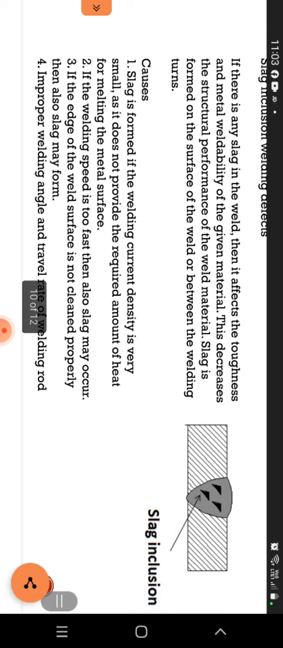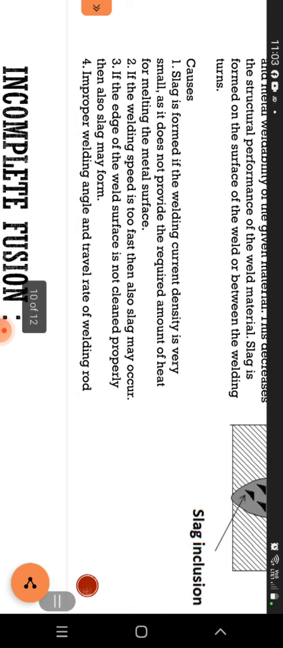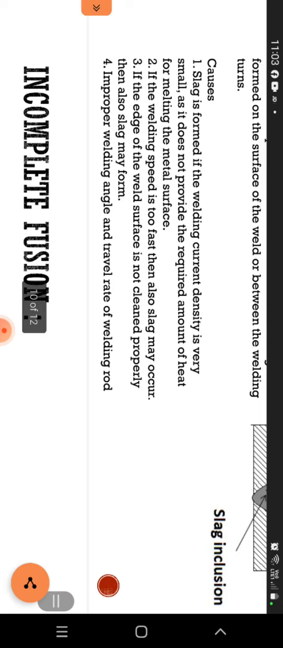Causes: slag is formed when the welding current density is very small, as it does not provide the required amount of heat for melting the base surface. If the speed is too fast, then also slag may occur. If the edges of the weld surface are not cleaned properly, then also slag may form. Improper welding angle and travel rate of the welding rod.